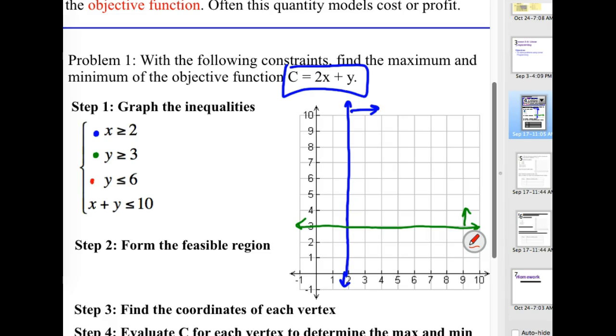Y has to be less than or equal to 6. What would that look like? Horizontal or vertical? Horizontal. Okay. Horizontal at 6. Shading above or below? Below this time. Okay. And then what about the last inequality? It says x plus y is less than or equal to 10.